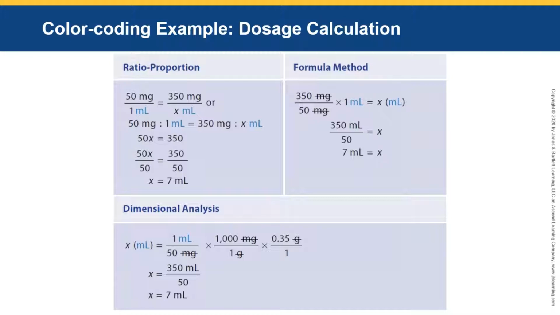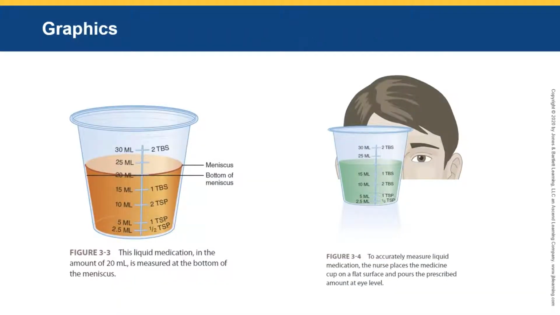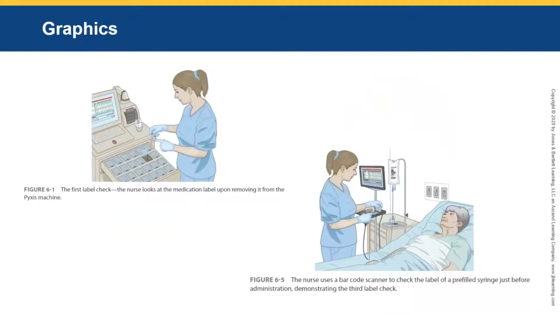The next few slides show some graphics that appear throughout the text. So here, these graphics are from Chapter 3. And again, there's a lot of graphics throughout the text, and we feel that this really appeals to visual learners and helps students apply some of the written information. The next slide shows graphics from Chapter 6.